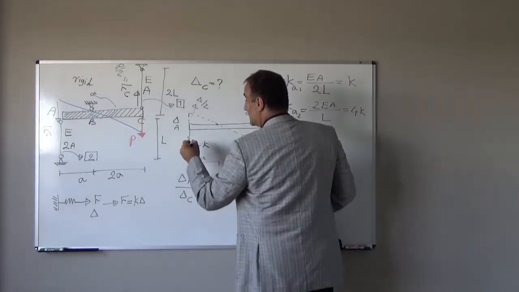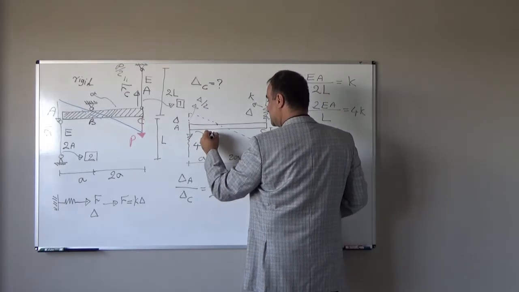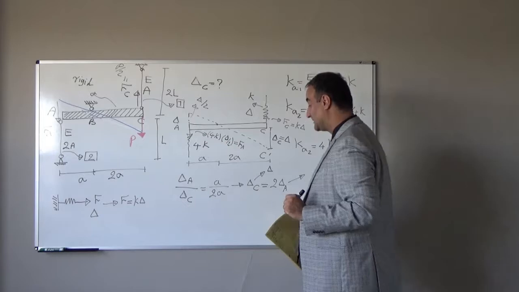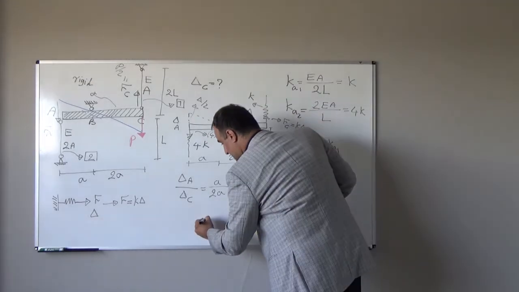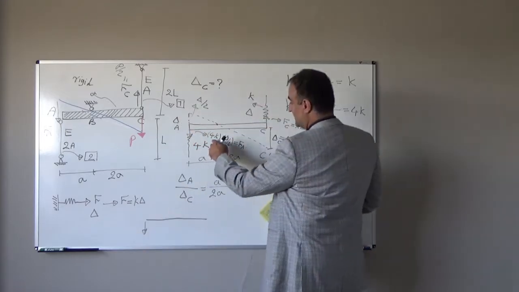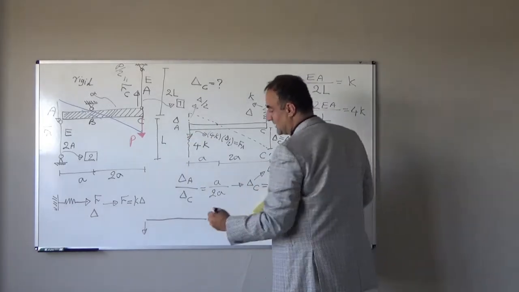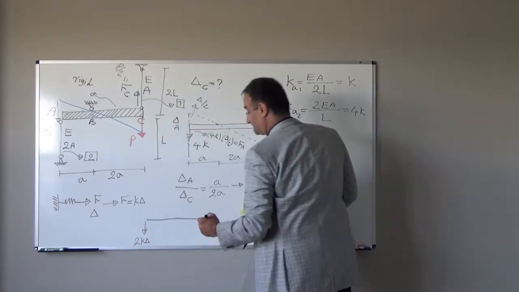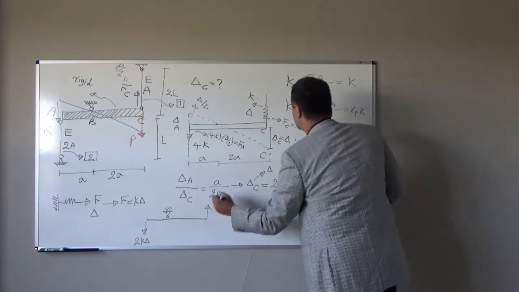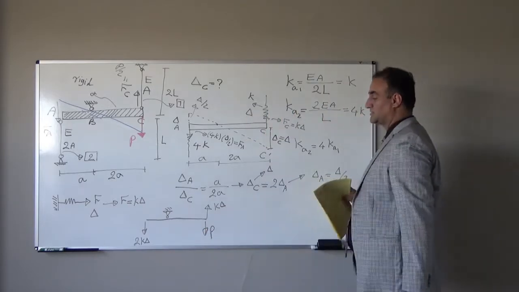What is the internal force in this spring? Stiffness times deformation. Stiffness is 4K. Deformation is delta over 2. That is equal to Fa. So if I draw one free body diagram again here, pay attention. Here the force Fa will be 4K, stiffness, times deformation delta over 2, which is 2K delta. Here is support B. Force here is stiffness times deformation, which is K delta, and we have external force P.